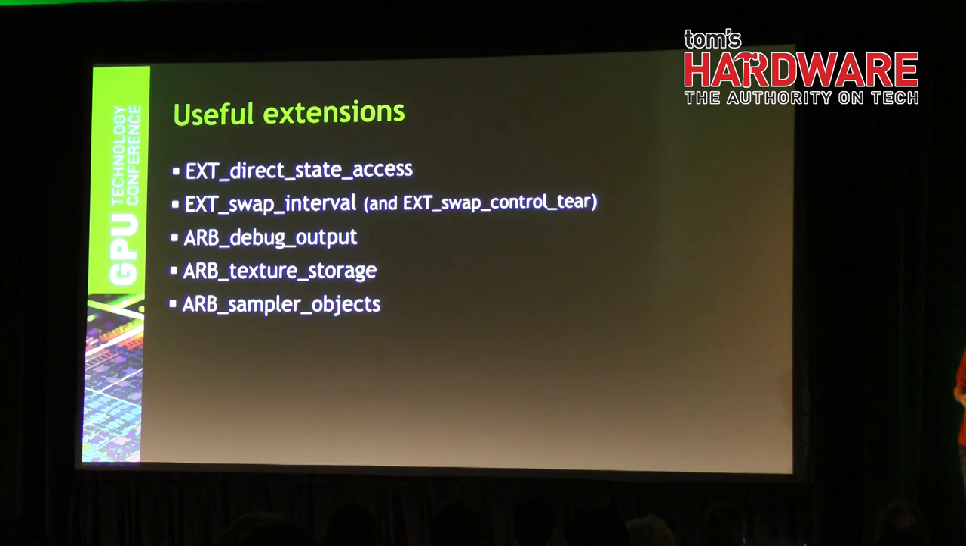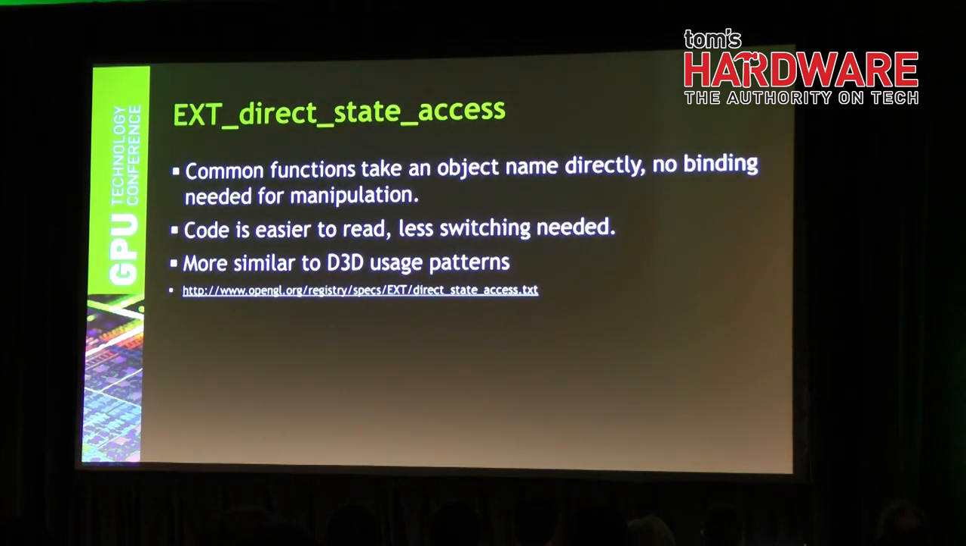We'll talk about each of these in general, but let's talk first about direct state access. Direct state access basically says, these functions that don't take an object name, let's just make them take an object name, and then we don't have to deal with binding, and the functions don't have side effects of changing what other things are bound. It makes the code a little bit easier to read, and so there's less switching needed. And also, if you're coming from D3D, it's a bit like a warm blanket. It's very comforting that you see this function, and it's working on this thing.